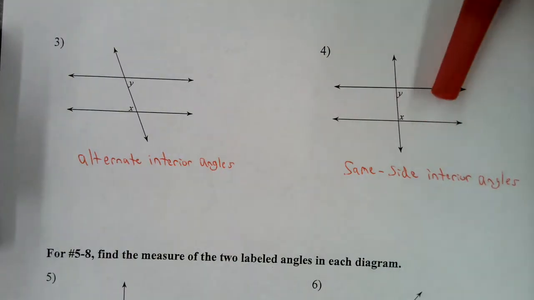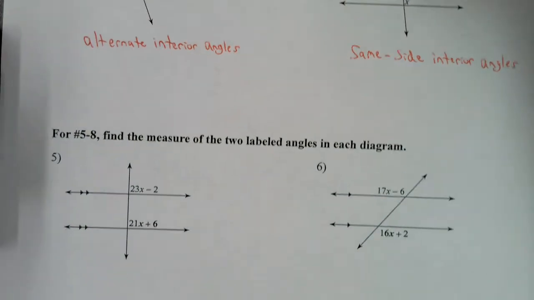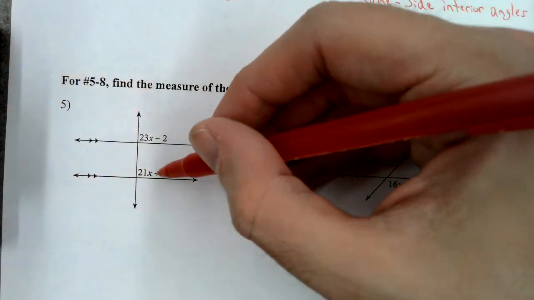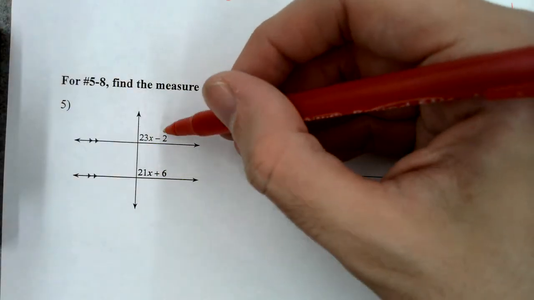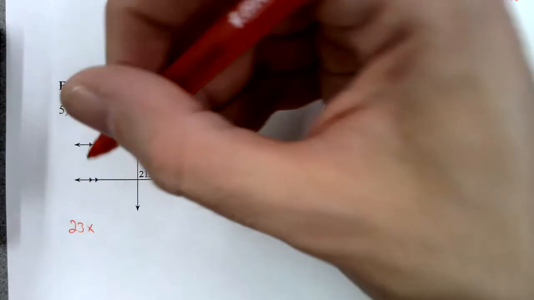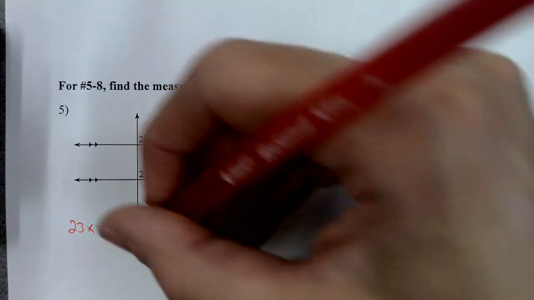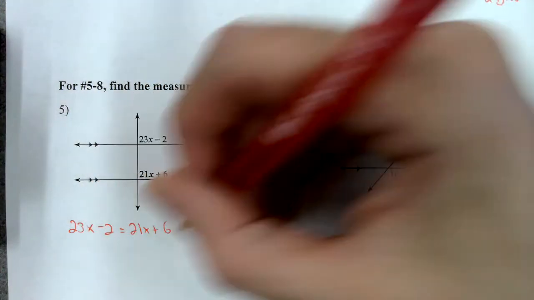Okay, number 5 through 8, find the measure of the 2 labeled angles in each diagram. Okay, these 2 angles, these are corresponding angles. So that means that they are congruent. So I'm going to say 23x minus 2 equals 21x plus 6. And I'm going to solve that.